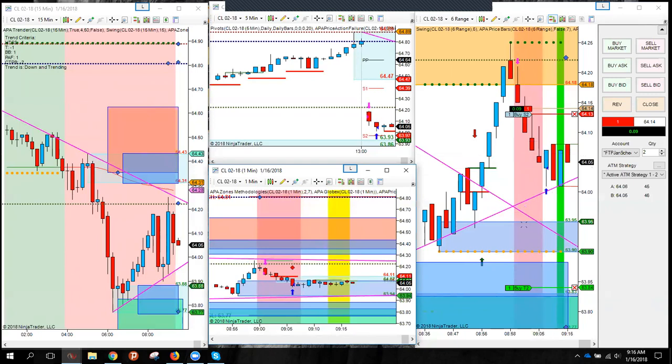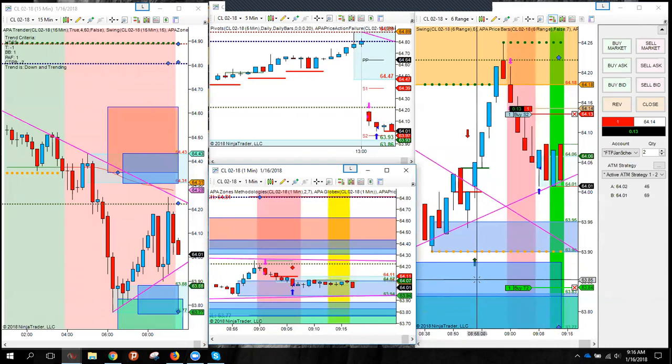There seems to be a lot of chop going on. Choppy area in the 1 minute and the 6 range. It really needs to test that 6400 if it's going to do anything to the downside. And here we go. Let's see what happens.